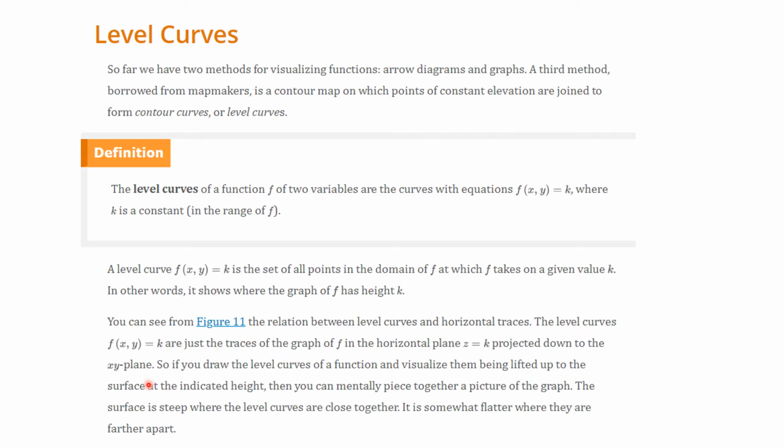If you draw the level curves of a function and visualize them being lifted up to the indicated height, then you can mentally piece together a picture of the graph. So you see, you can have a two-dimensional picture that tells you what the three-dimensional curve really looks like. The surface is steep where the level curves are close together and is somewhat flatter where they are further apart.